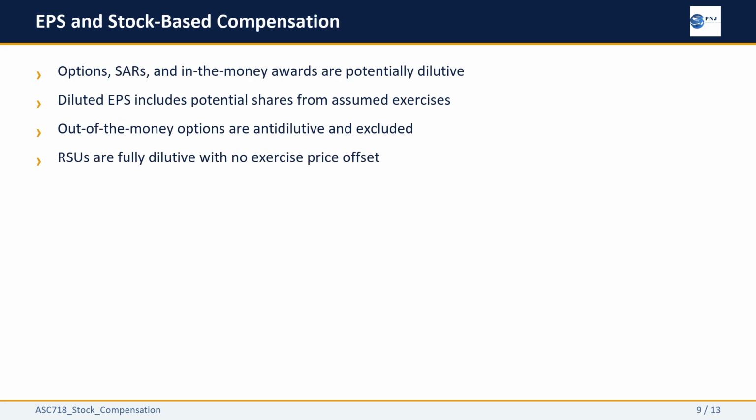Stock-based compensation awards affect the denominator of the earnings per share calculation. Unvested options, stock appreciation rights or SARs, and other in-the-money awards are potentially dilutive securities. Including them in diluted EPS reflects the potential for these instruments to convert into actual shares. However, options that are out of the money are antidilutive, meaning including them would actually increase earnings per share rather than reduce it, so they are excluded from the diluted calculation. Restricted stock units, which have no exercise price, are always dilutive when unvested.